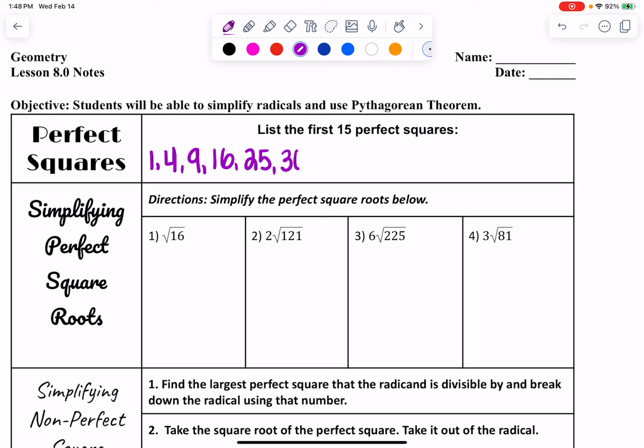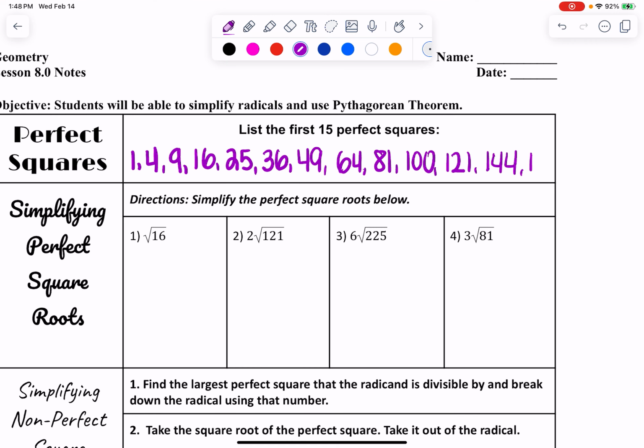6 times 6, 36. 7 times 7, 49. 8 times 8, 64. 9 times 9, 81. 10 times 10, 100. 11 times 11, 121. 12 times 12, 144. 13 times 13, 169. 14 times 14, 196. And then finally, 15 times 15 is 225, okay?